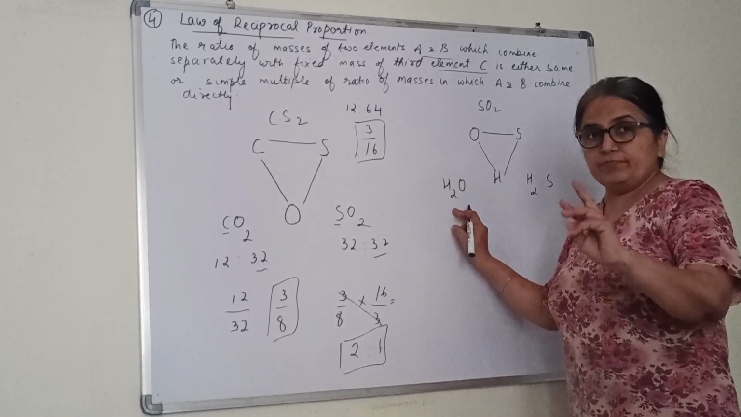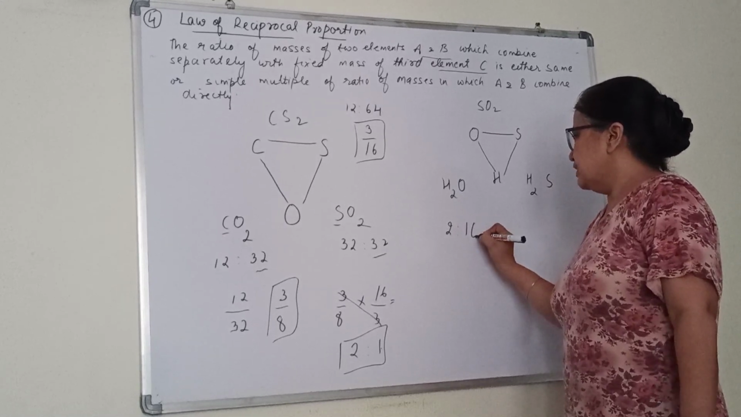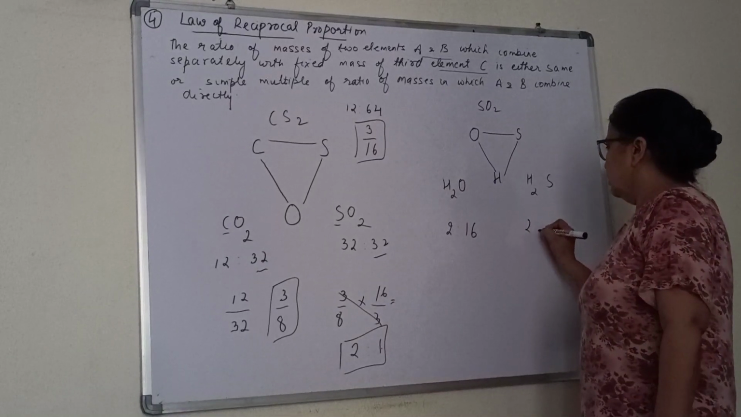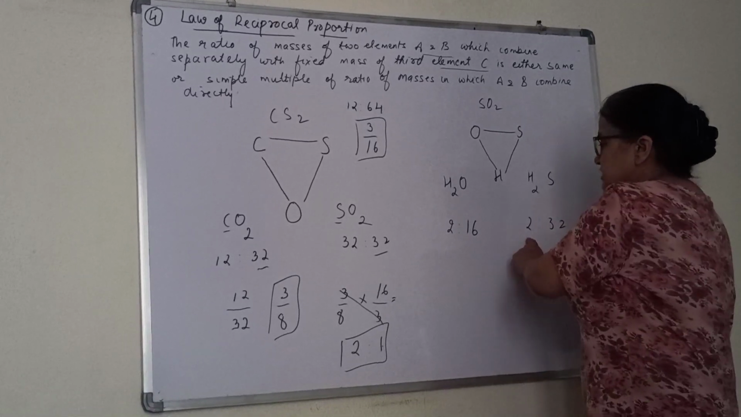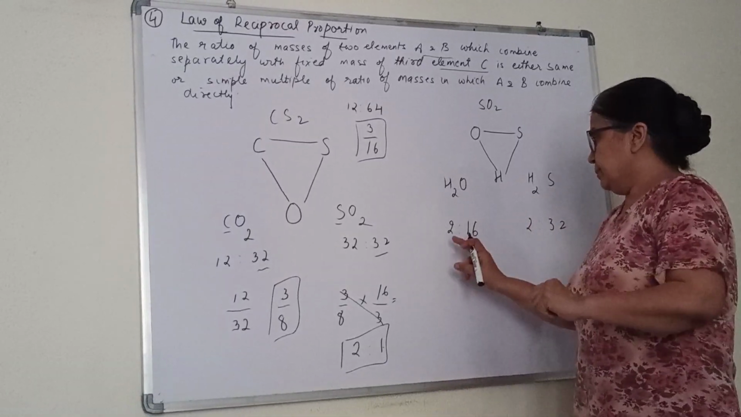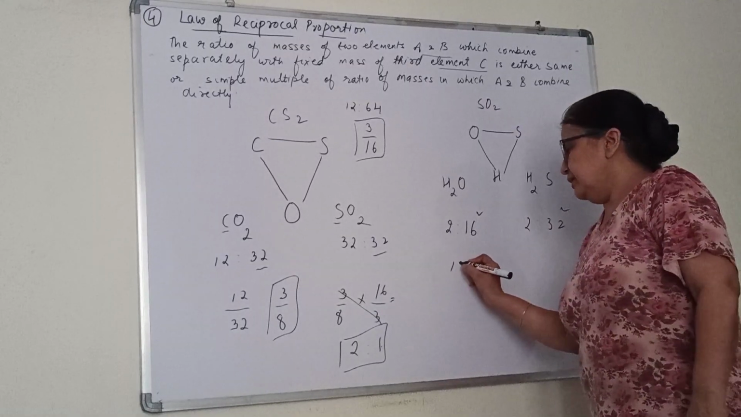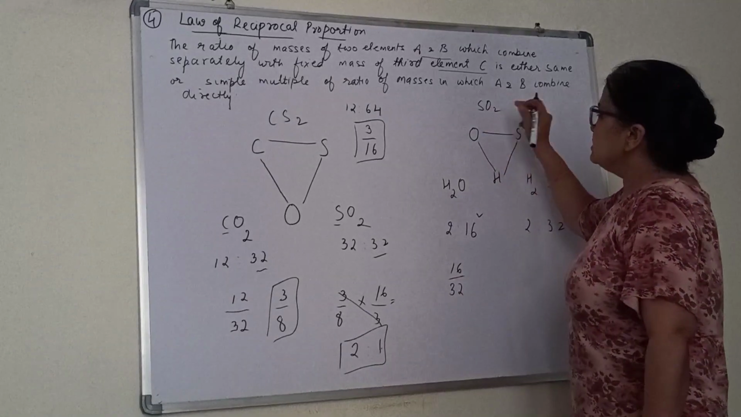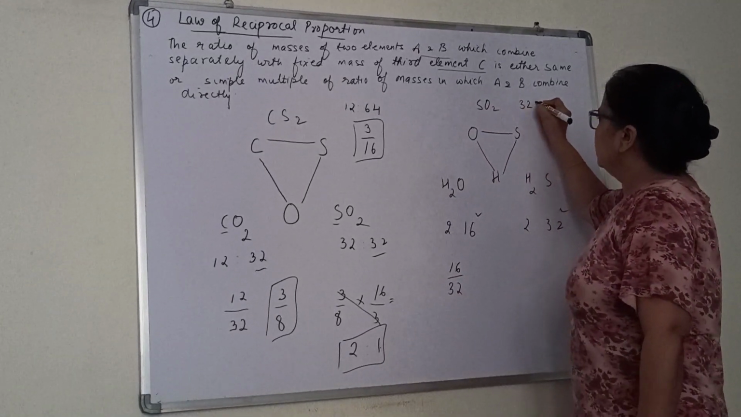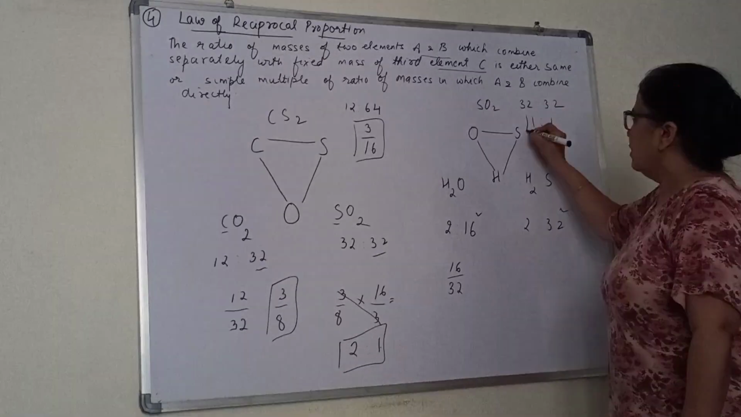What is the amount of hydrogen by mass? 2. This is 16. This is 2 is to 32. Fix this thing, hydrogen. What is the ratio of these two we have to compare? The ratio is 16 by 32. What about these two? You are having 32, 32 is to 32. That is, you are having here 1 is to 1 ratio.